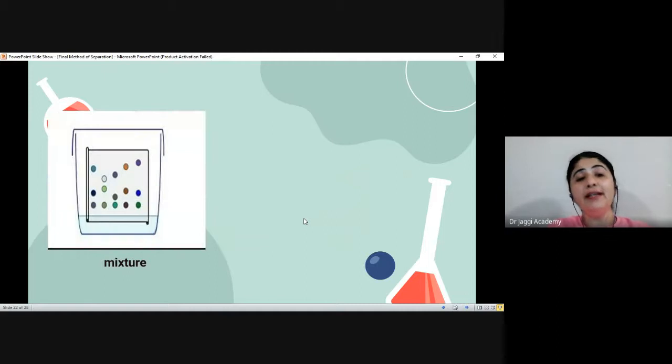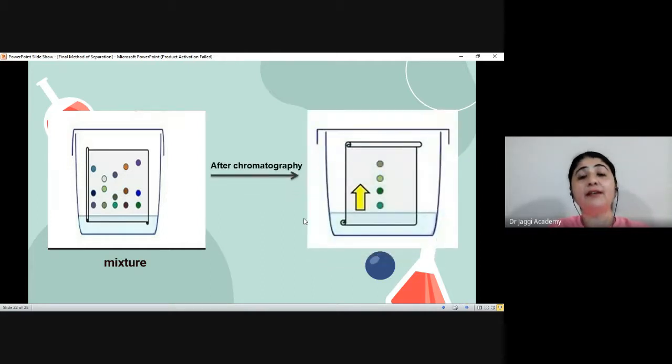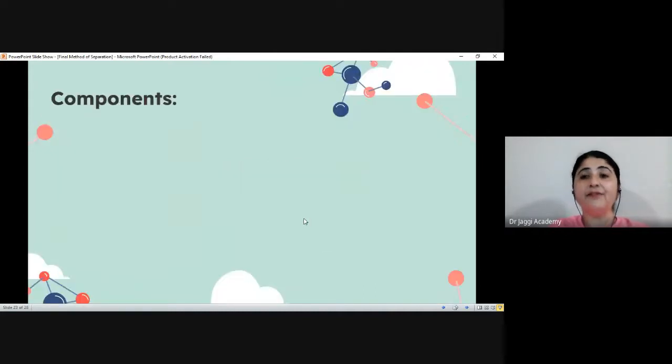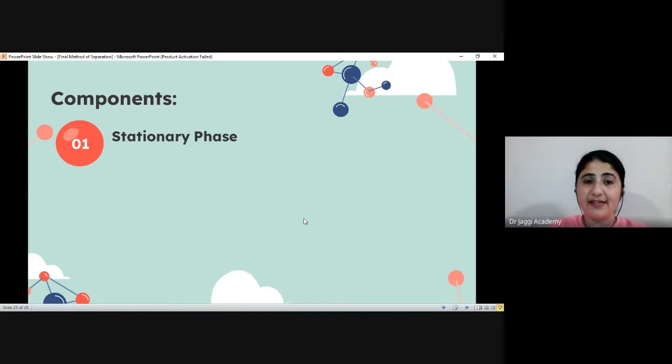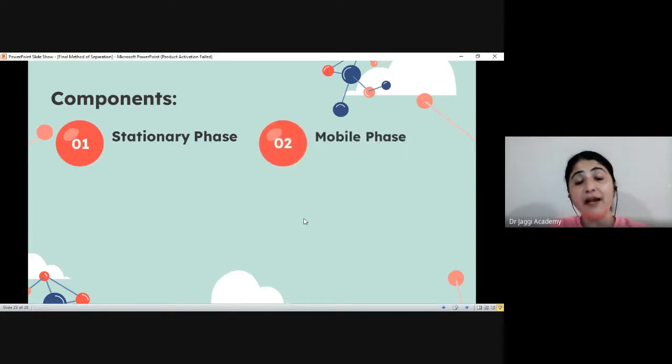In our daily life, we use different mixtures which contain different components. After chromatography, the different components move to various levels, and in this way the different components get separated. And this is chromatography. So we basically have two components in chromatography. The first component is the stationary phase and the second one is the mobile phase.